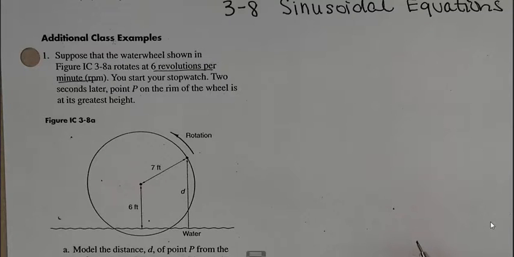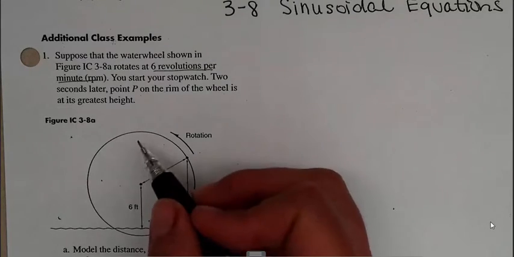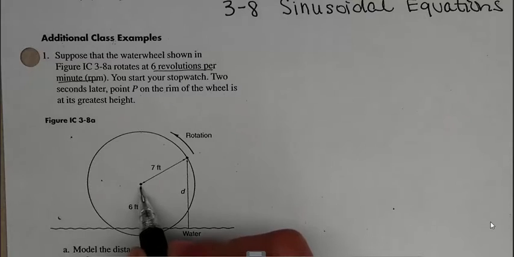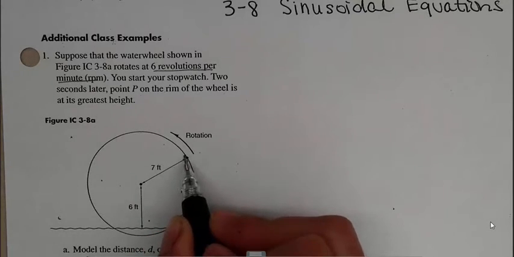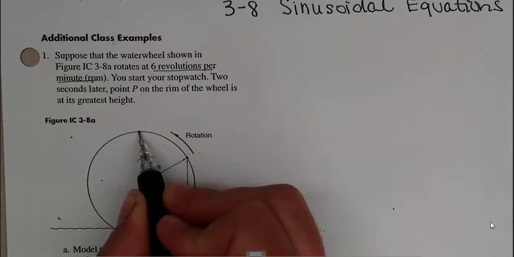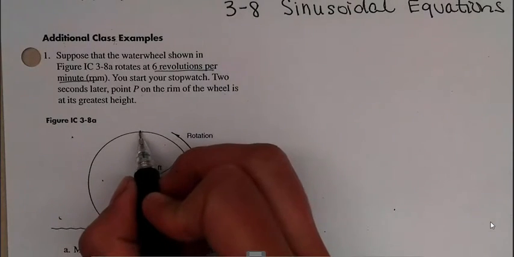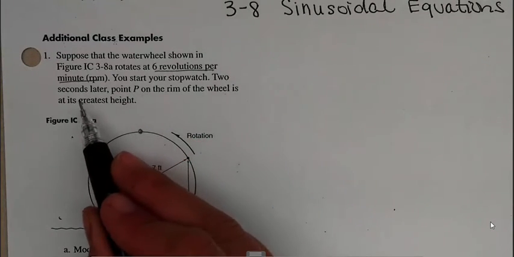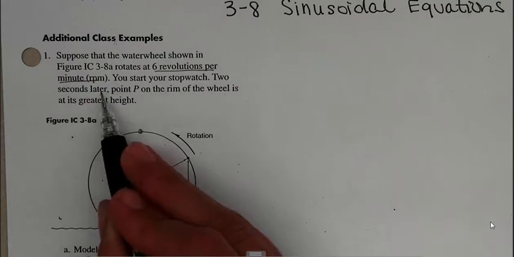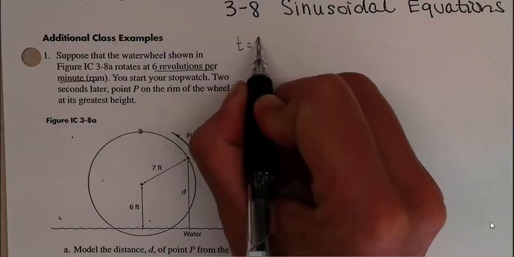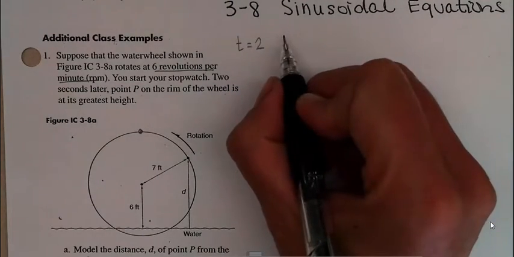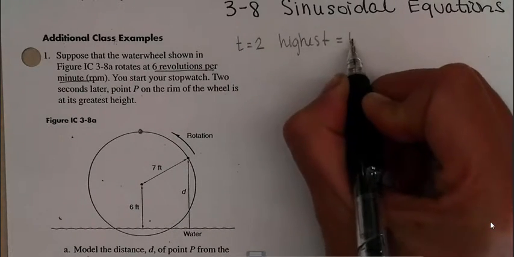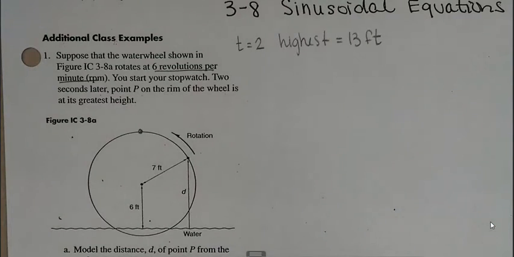So first of all, what is the greatest height that they're going to have above ground? If I have this 6 feet plus 7 feet, then that tells me that my highest point above ground is going to be 13 feet, right? So at my highest point, I'm going to be at 13 feet. And that just so happens to happen at 2 seconds after I start. So when time equals 2, I know that I'm at my highest point, which is 13 feet above the water. Okay.